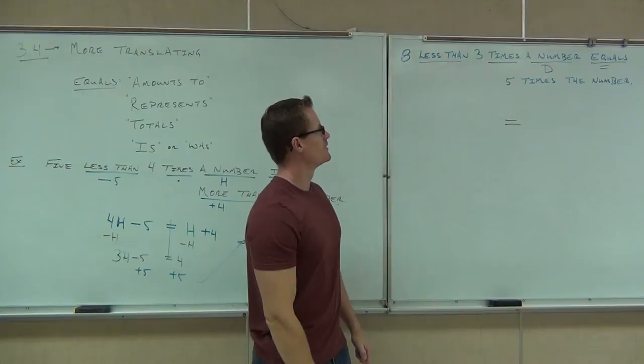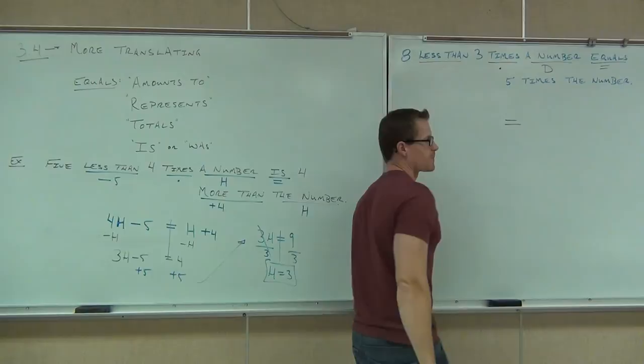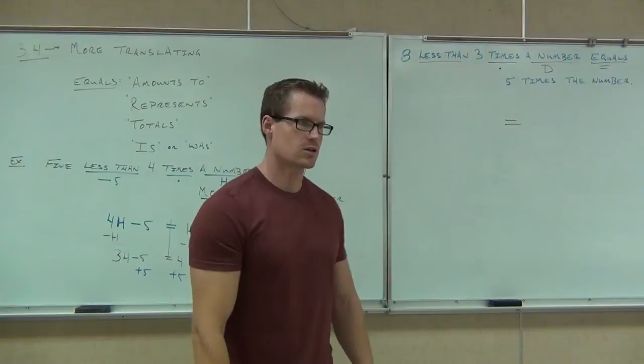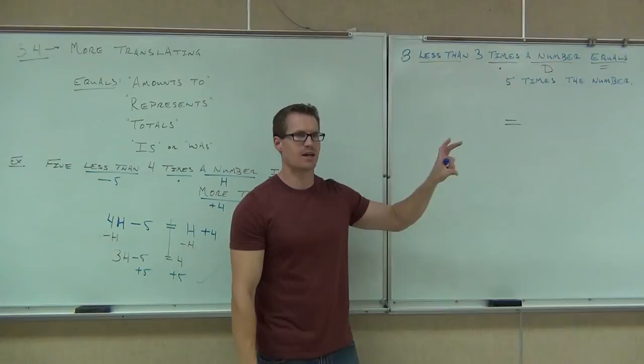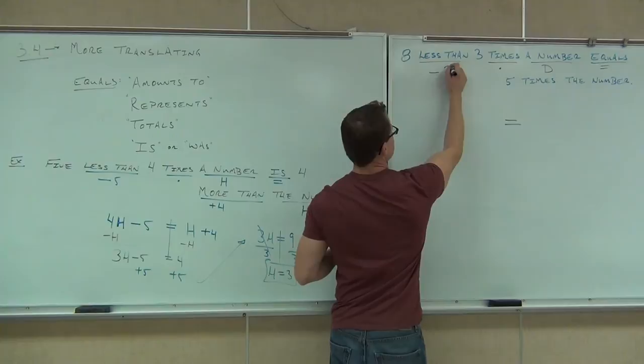Okay, times. Well, we know times means, well, times. Less than. 8 less than. Is it going to be 8 minus or minus 8? Minus 8. Good. The less than goes afterwards. If this had said 8 minus, or the difference of 8 and, then 8 would come first. But if it says less than or subtracted from, that "than" and that "from" mean afterwards. So this is minus 8.